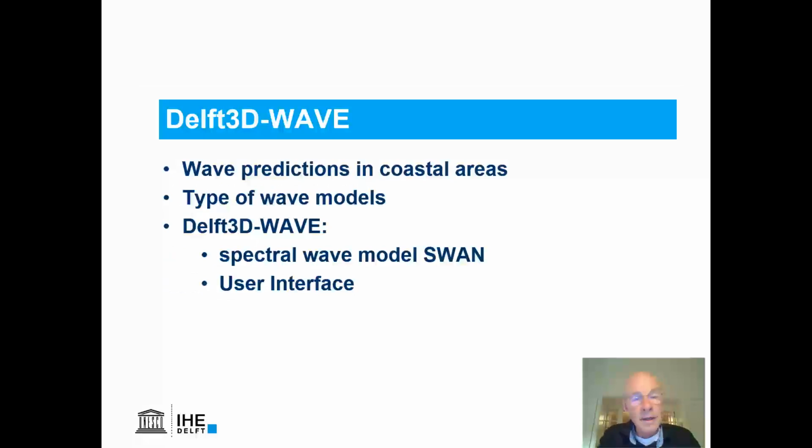So Delft3D wave is made to make wave predictions in coastal areas. There are different types of wave models, and Delft3D wave is using the spectral wave model SWAN, around which we've created a wrapper, a user interface, and an automated coupling between SWAN and Delft3D flow.